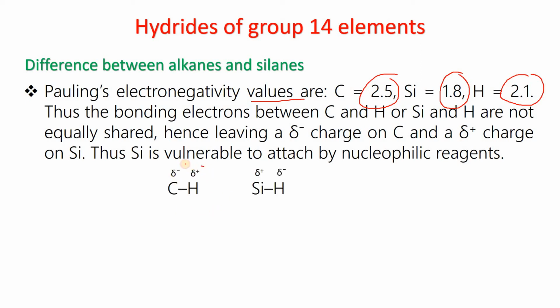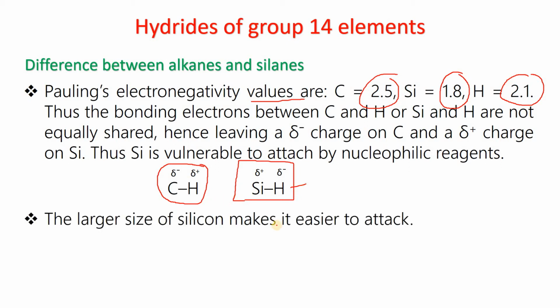So in case of alkane, the carbon bears the delta negative charge because it is more electronegative than the hydrogen; its electronegativity is 2.5 and hydrogen has an electronegativity of 2.1. But in case of silane, the situation is reversed. The delta plus charge is on the silicon and the delta negative charge is present on the hydrogen.